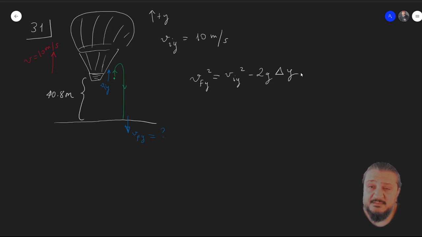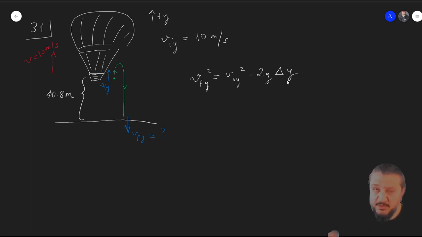Careful with the signs, like we did here with V_iy. I mean, we're taking the square of V_i, so you may think it may not be a big deal, but delta y, you've got to be careful with delta y.